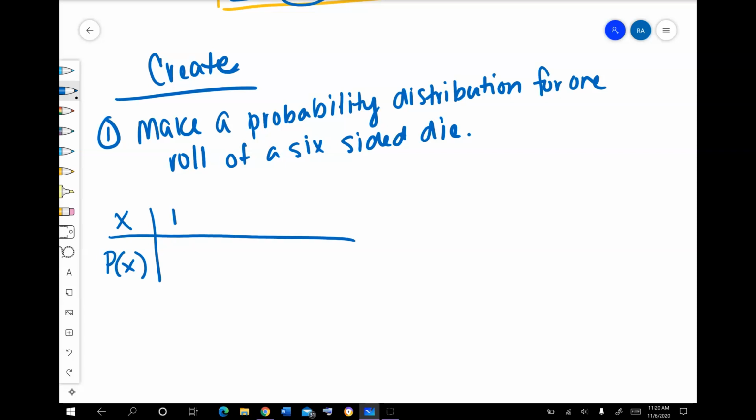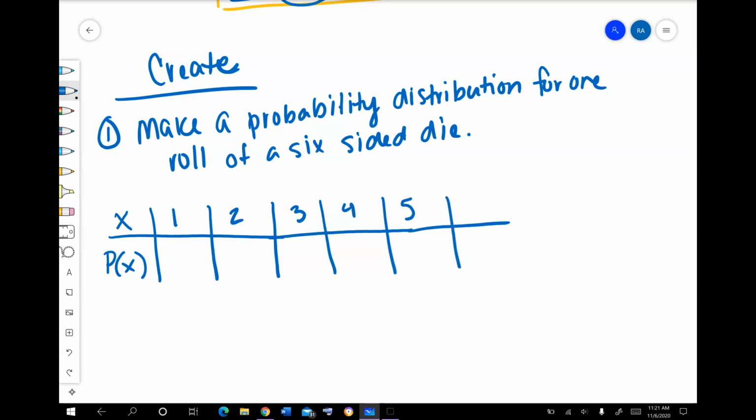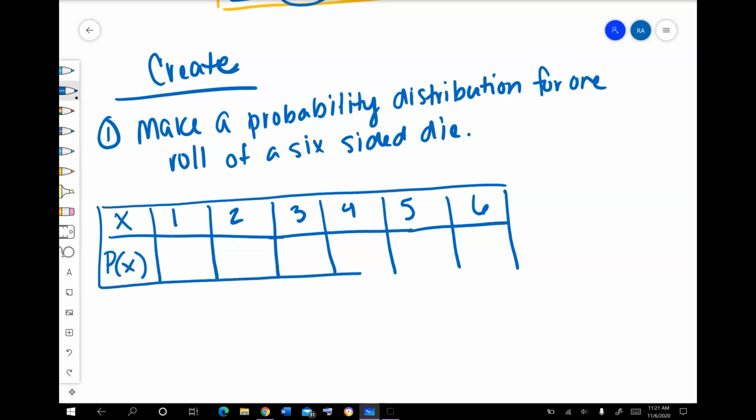Well, I could get a 1. I could roll a 2. I could roll a 3. My line got a little crooked there. I could roll a 4. I could roll a 5. Or I could roll a 6. So those are all the things that I could roll when I roll a die one time.